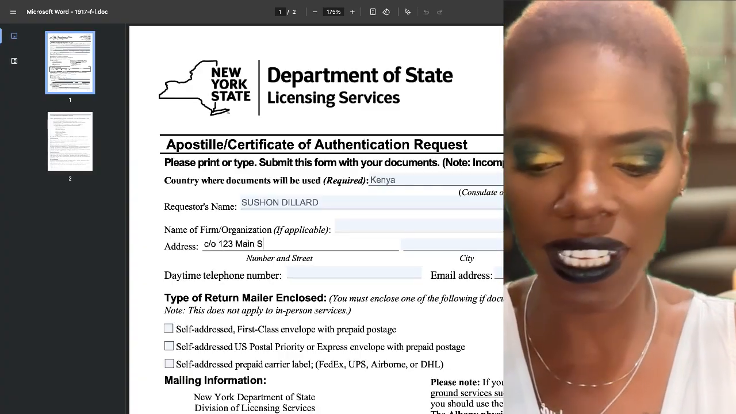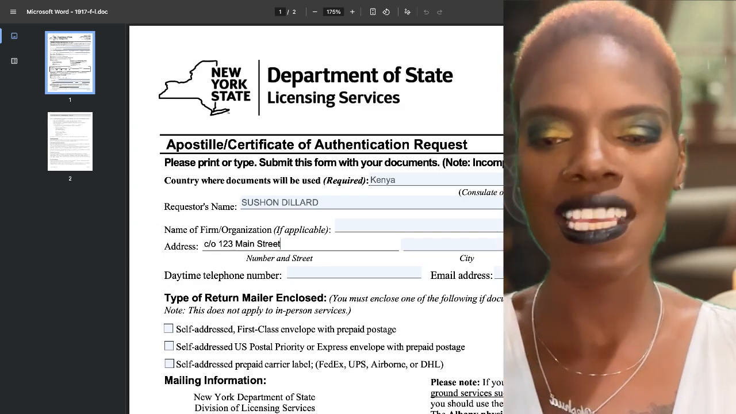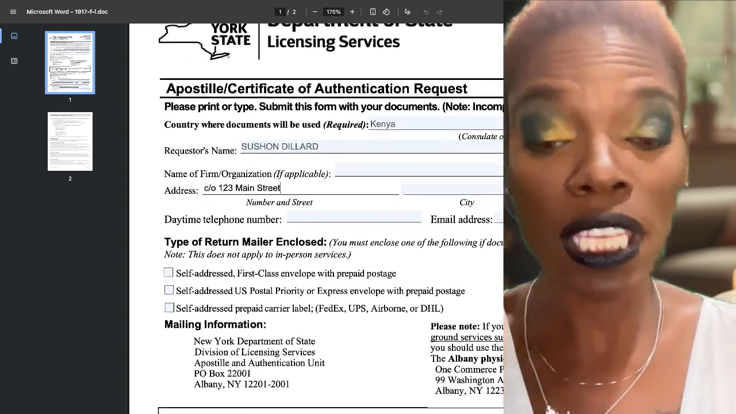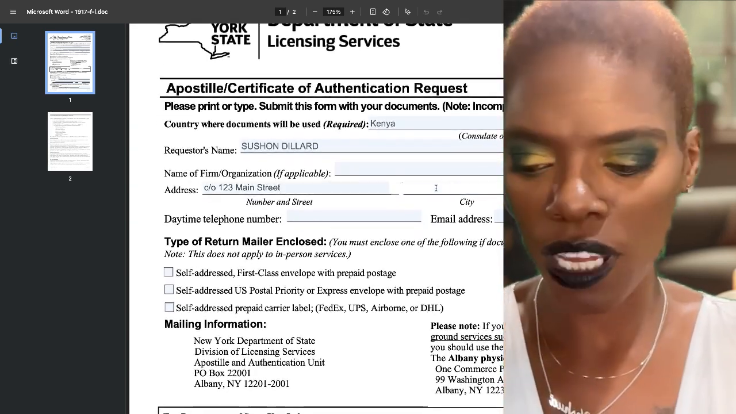Just want to make that clear again. It is not your current address. It is the address of the P.O. box where this information will go.